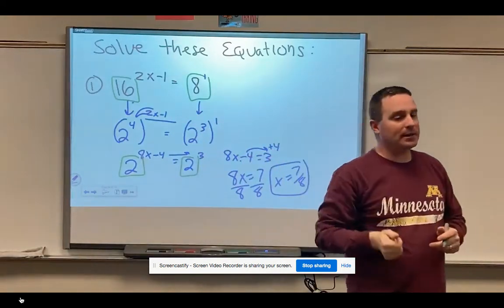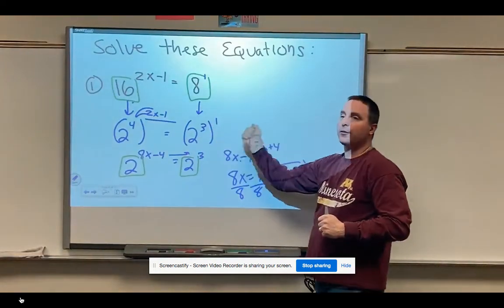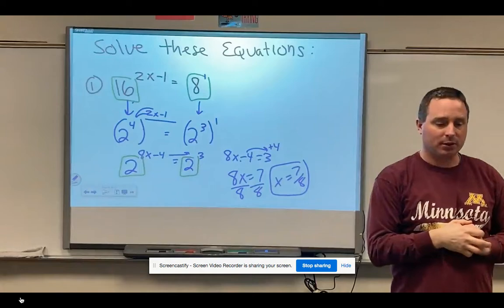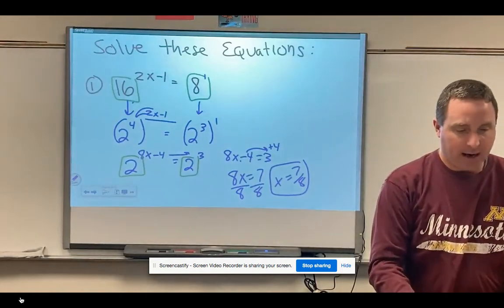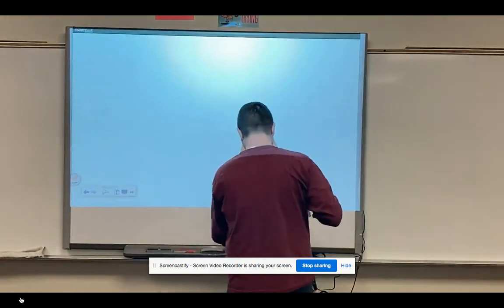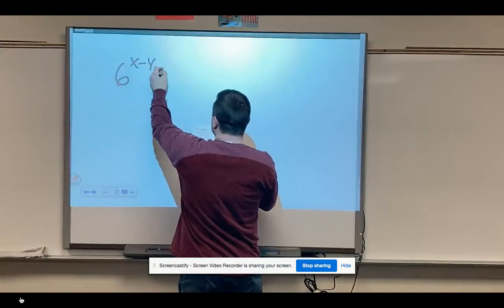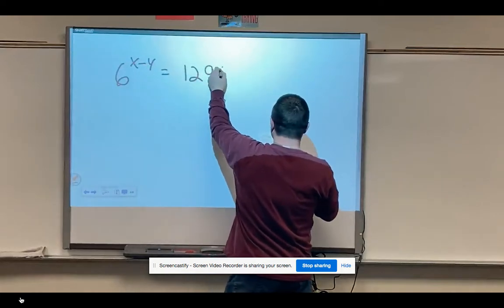And the most common bases that we're going to see are 2 to some power, 3 to some power, 4 to some power. Those are the most common ones that we're going to see. Okay, I'm going to try another one here. How about this one? Here's a second one. 6 to the x minus 4 equals 1,296.